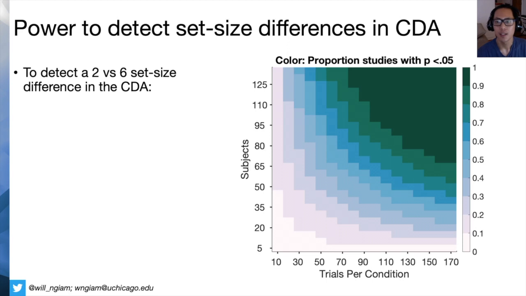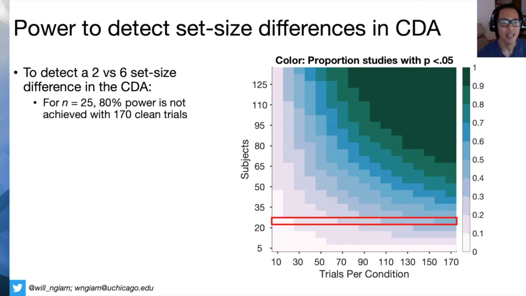So that's 2 versus 4. For 2 versus 6, the story is even starker and perhaps very surprising to you. You can see here we have less power to detect it. At n equals 25, 80% power is not achieved with 170 clean trials. You can see that in the row that I've highlighted there.